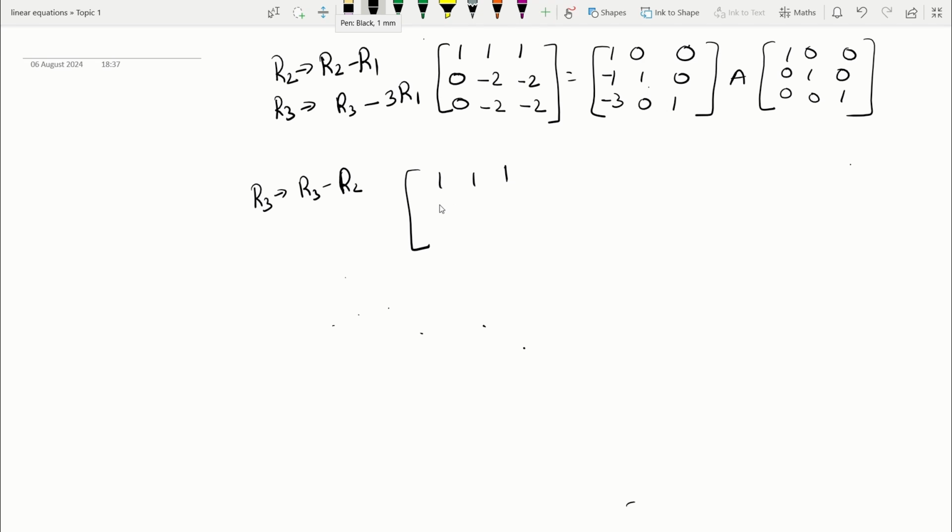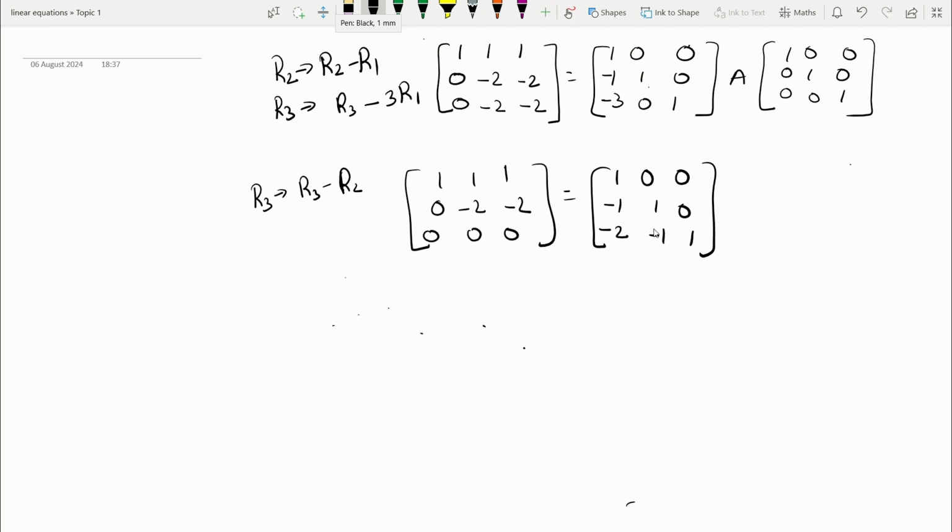As I said, when I apply row operations, the first matrix is affected. So for the first matrix: 1 0 0; minus 1 1 0; and applying R3 minus 3 R1, minus 3 0 1. Then A I write as it is, and the last matrix stays as it is because these are only row operations. Column operations would affect the last matrix.